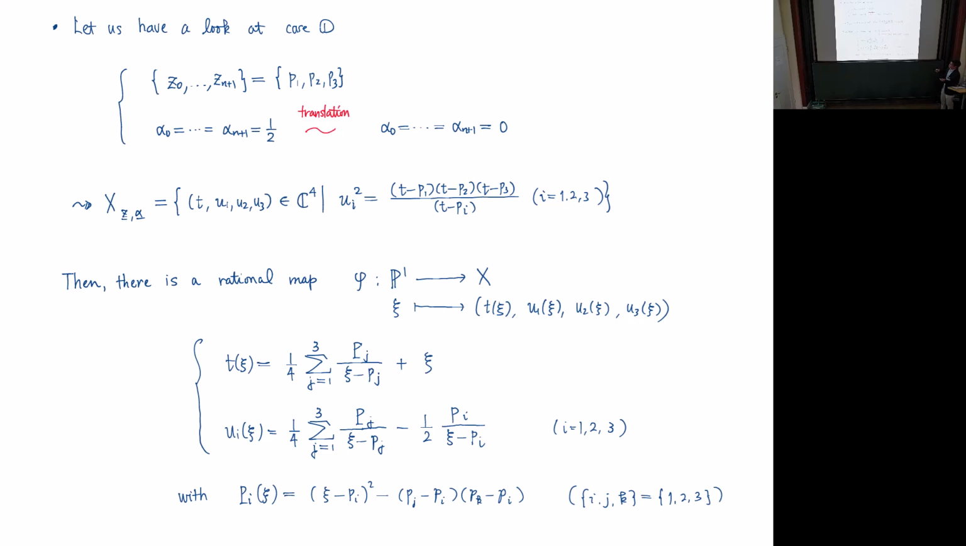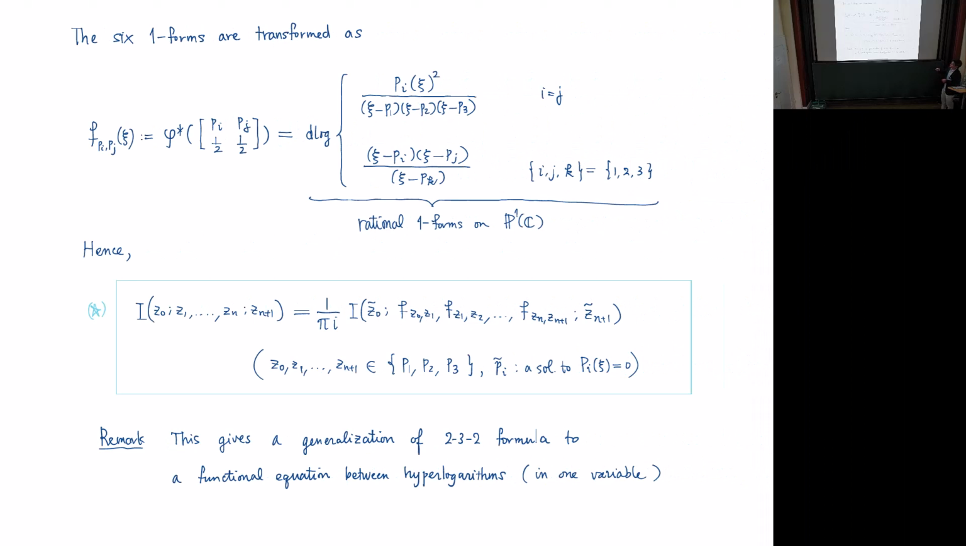So it's just saying you have a system of equations: u1 squared equals t minus p2 times t minus p3, u2 squared is t minus p1 times t minus p3, u3 squared is equal to t minus p1 times t minus p2. So this is the system. And in this case, you have a very nice rational map from P1, and it's given by something like this. It's a little bit complicated. You have T minus Pj here, and in the numerator, you have some quadratic expression in C, including the Pi's. And then the form obtained as a pullback is d log of some rational function in C.